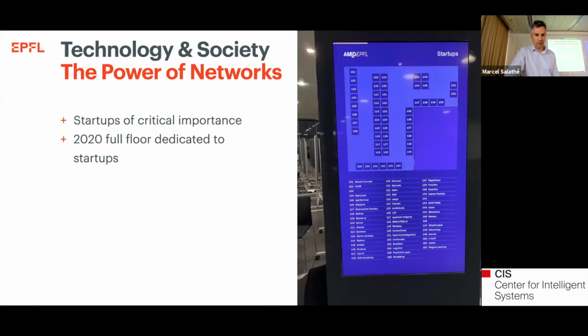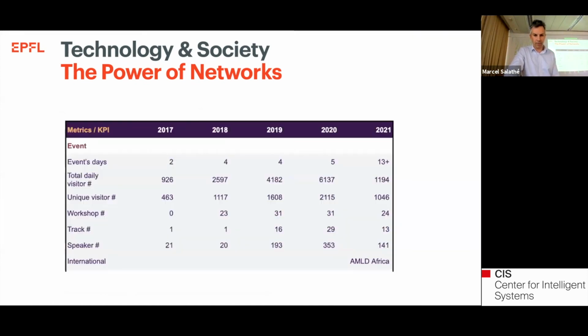And startups are now also something that's of critical importance. And you can see a little bit the data, how this has grown. We've gone from the first version, which we thought would be nice if 50 people showed up, where actually 463 showed up. Last year, over 2,000 showed up. And the number of workshops has increased to 31. The tracks have increased to 29. We had 353 speakers. And 2021 was all online. So of course that came a little down, but now we hope to go back to where we were before.